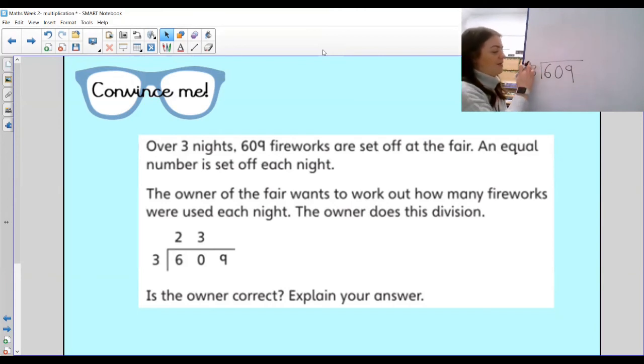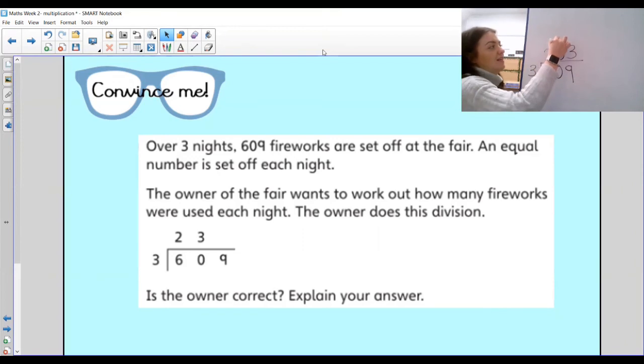So remember our method. How many groups of 3 can I make in my 600s? I can make 2 groups of 3. How many groups of 3 if I've got no 10s? If I've got no 10s, how many groups of 3 can I make? I can make none. And then how many groups of 3 could I make from 9 ones? I can make 3 groups.